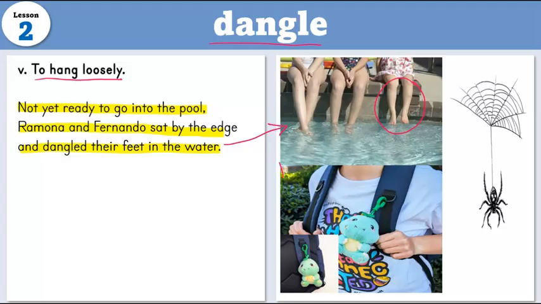We can also use dangle in this way to describe something that is hanging from a bag. I can say, the toy dangled from the strap of his backpack. It's just hanging loosely and it's probably swinging around when he is walking. I can even say a spider was dangling from a thin web. So the spider was just hanging down loosely like this and probably moving back and forth.